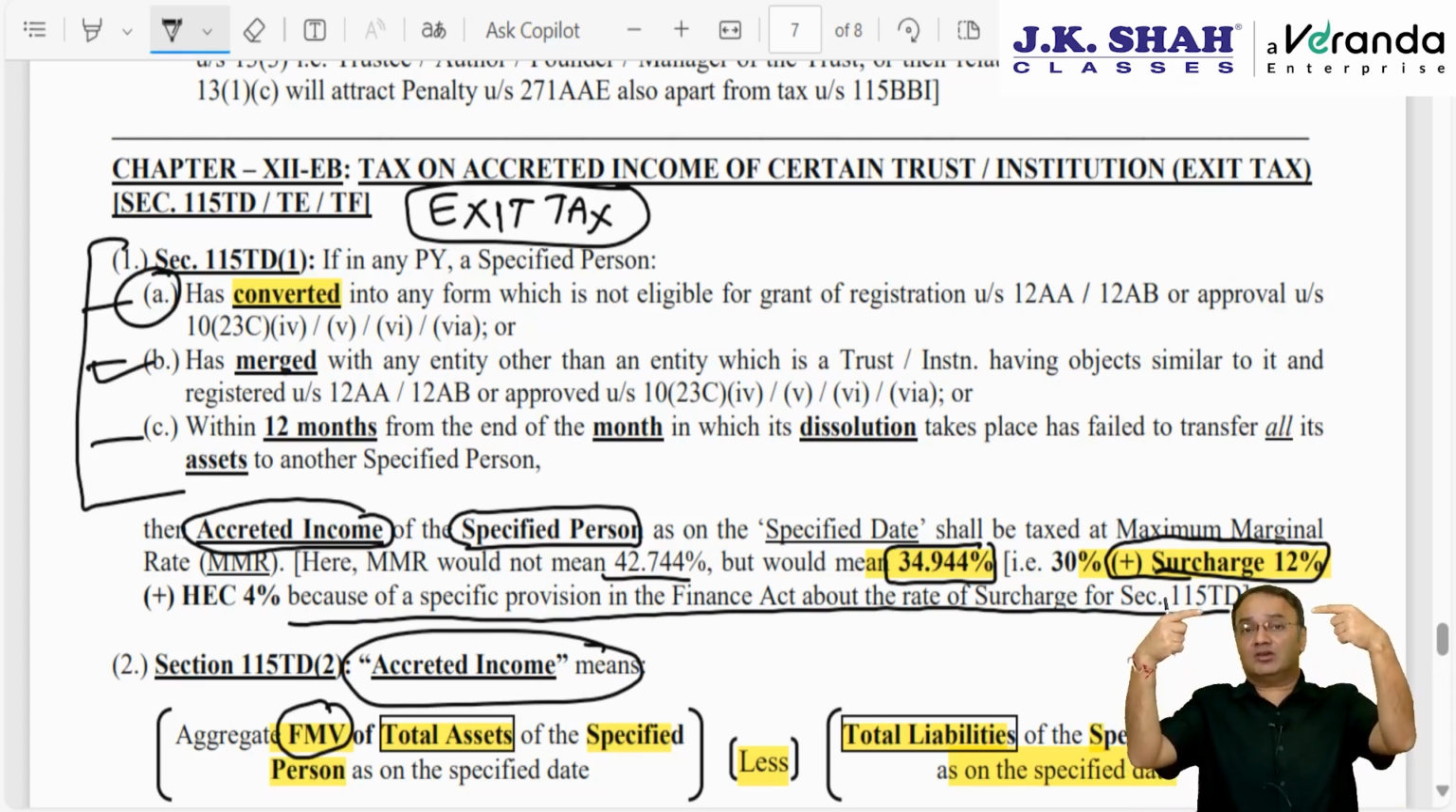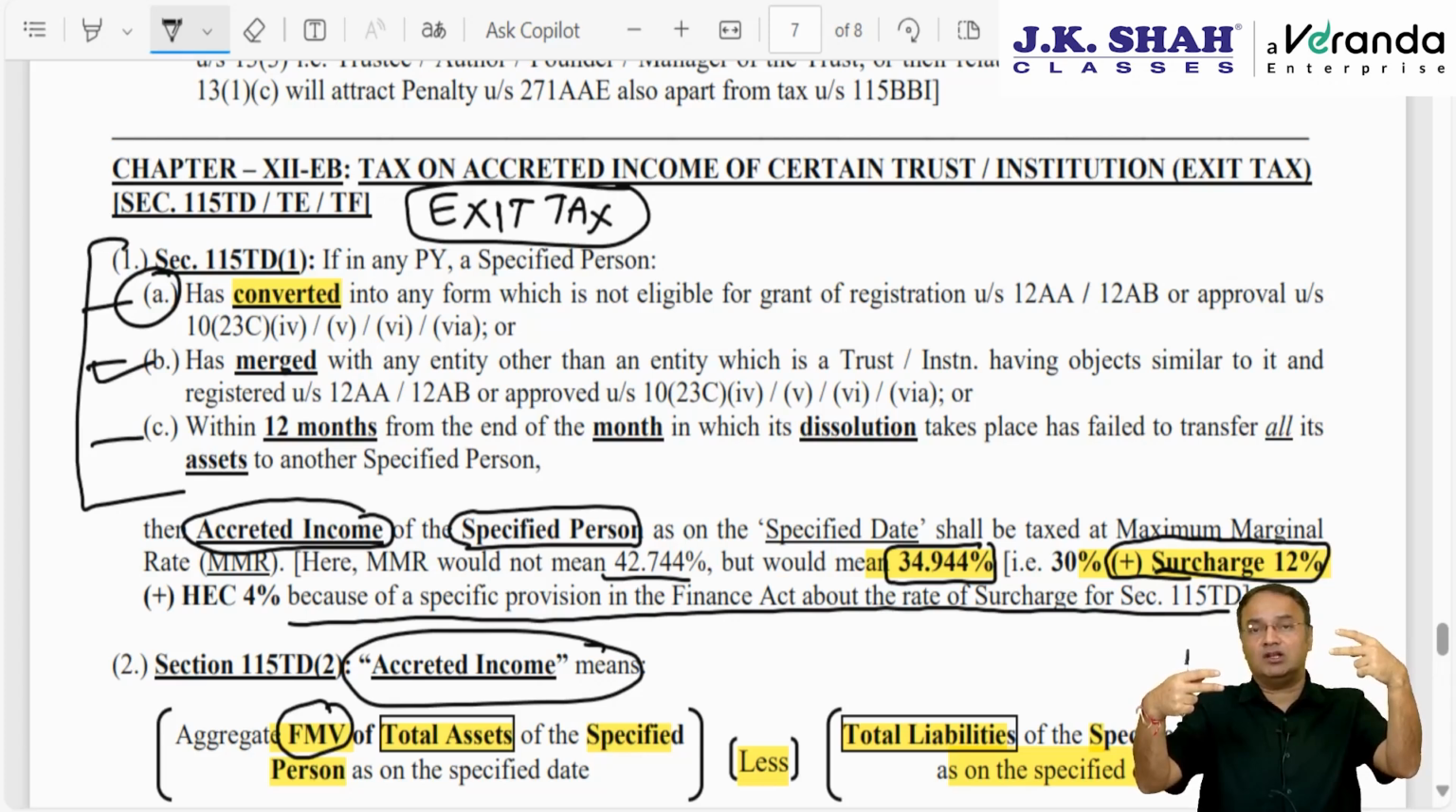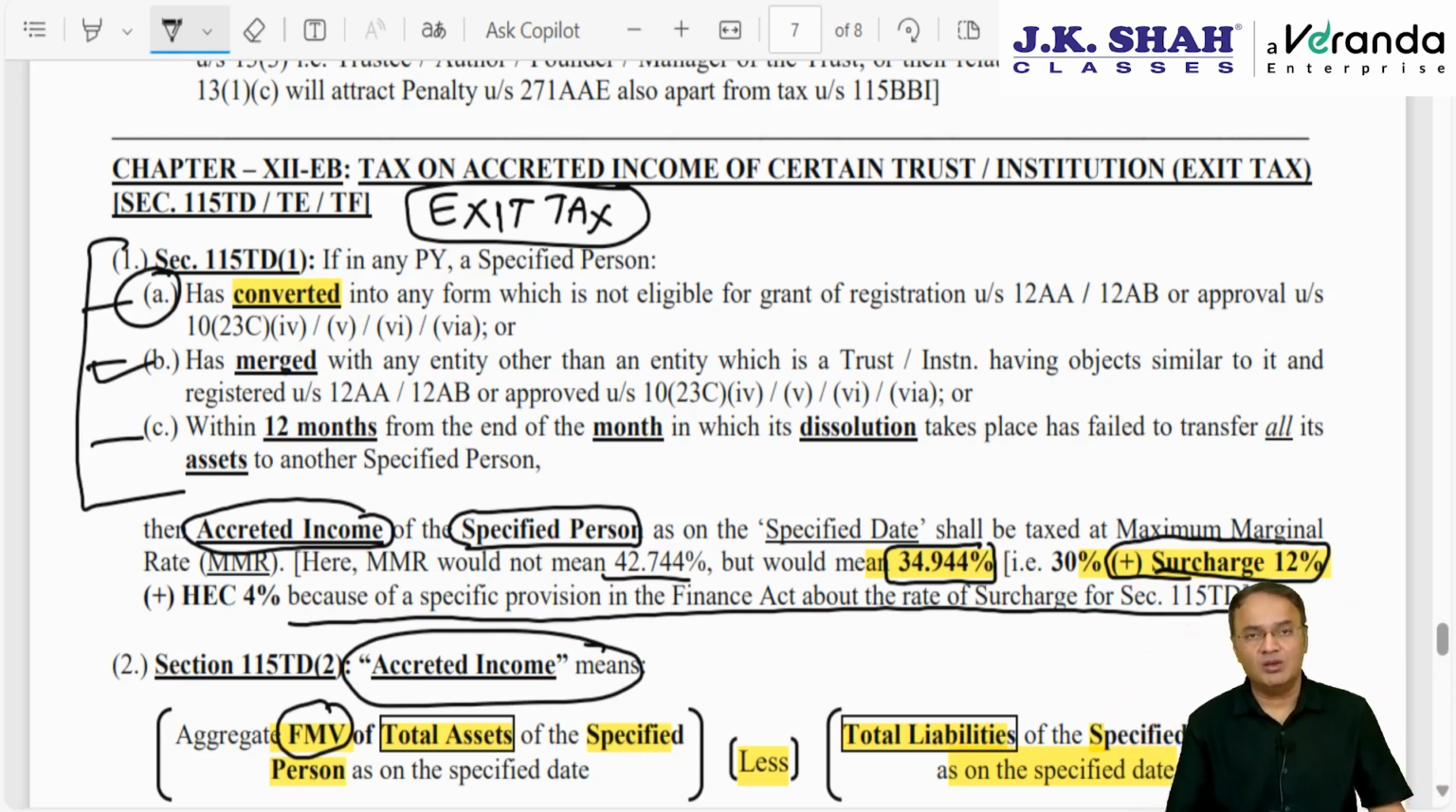And plus the second condition: not only should the objects be the same, but both of them should be either registered under 12AB or 12AA or approved under 10(23C), this trust also and this trust also, meaning both the conditions are satisfied, then it is fine, accreted income will not be taxed. But if either of the conditions is not satisfied, then accreted income will be taxed. Let's try to understand with the help of one example, 3 examples rather.